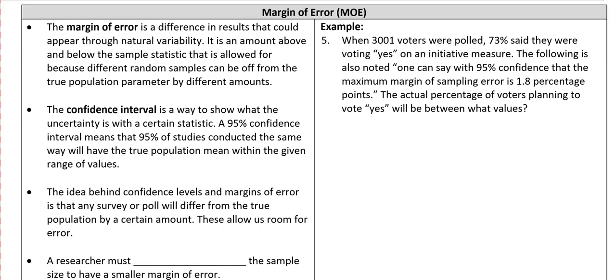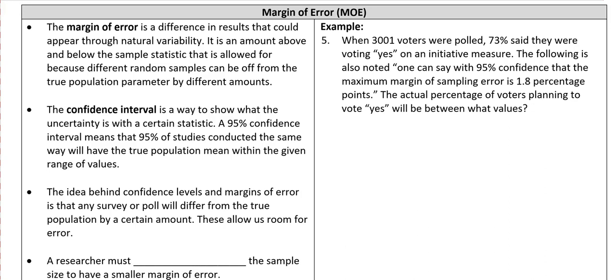We see this a lot during polling. Think about election time. They might say a candidate has 42% of the votes. However, they'll usually say that plus or minus maybe 5%. This just allows for natural error to occur because we're taking a small sample and we're trying to project it onto a bigger population.